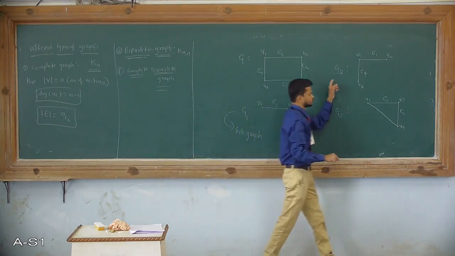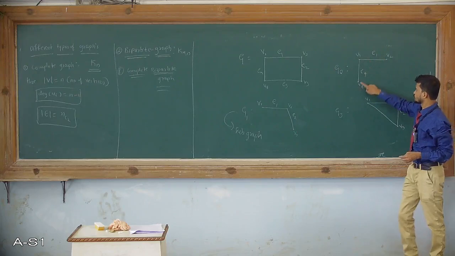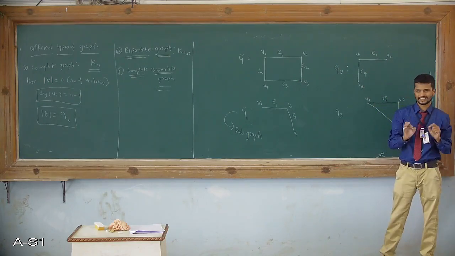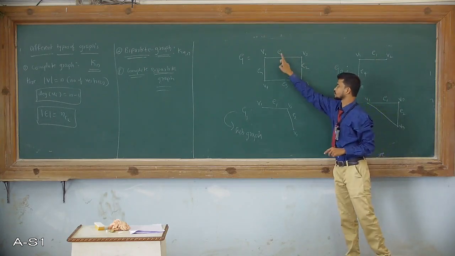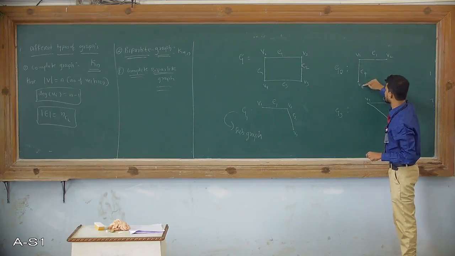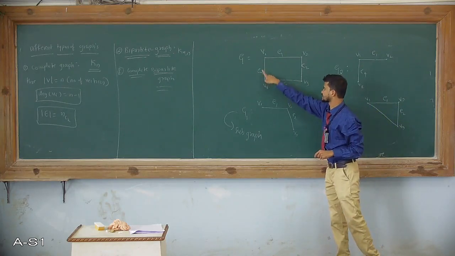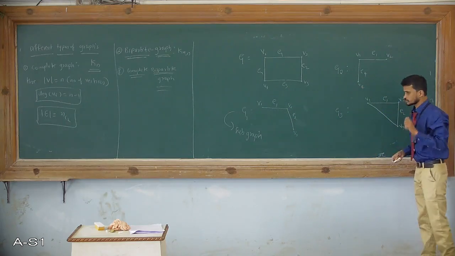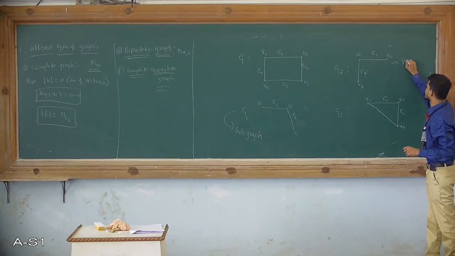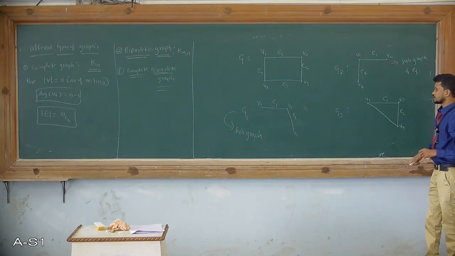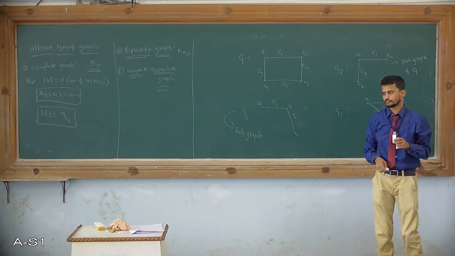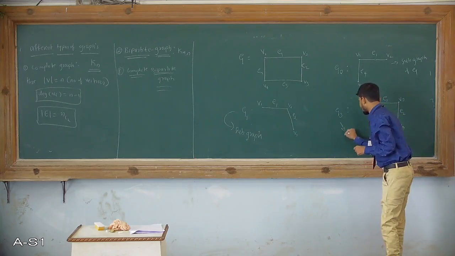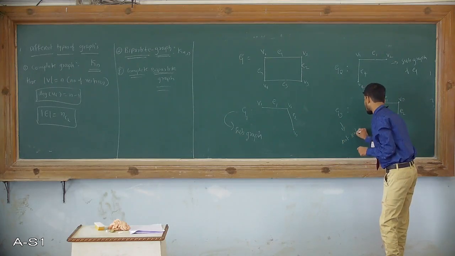Now we verify G2. V1, V2, V4 are present in this graph. Yes, the vertices are present. V1, V2 are adjacent in G2 and similarly adjacent in G. V1, V4 are adjacent in G2 and also adjacent in G. So adjacency is preserved, and this is a subgraph of G. But this edge is not present in the main graph, so we can say G3 is not a subgraph of G.